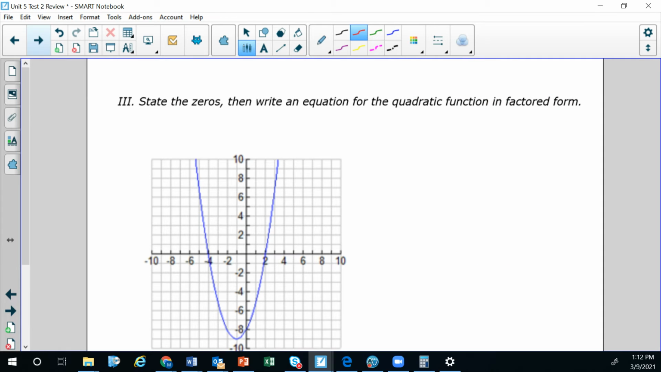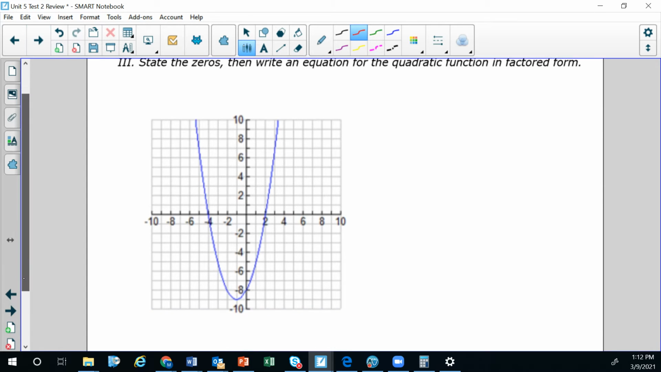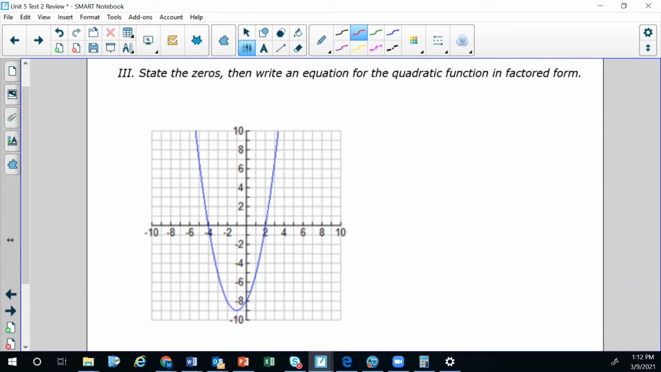State the zeros, then write an equation for the quadratic function in factored form. So we have to state the zeros, then write the equation in factored form. Remember, factored form is what we're looking for. Okay. So the zeros are -4 and 2. Those are my zeros, all right?